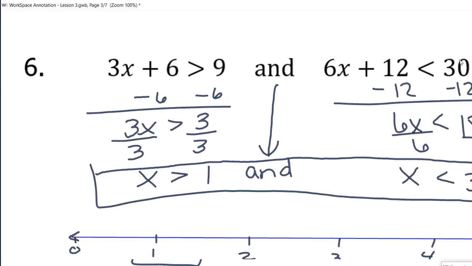Then we need our 2 endpoints. My endpoints go on what 2 numbers? 1 and 3, so circle on 1, circle on 3. I have to decide, are these going to be open or closed? So looking at 1, should it be open or closed? Open, because it's not equal to. And for the 3, should it be open or closed? Open. And if you see the word and, you shade inside or outside? Inside, so shade inside.